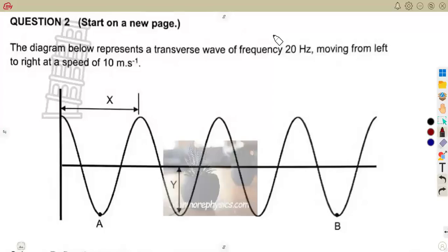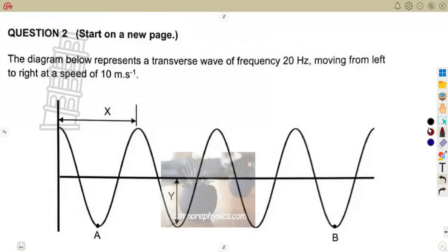So if we are to consider this typical question, which is question number two that we are given, still working on our waves, sound and light. We are given the diagram below, which represents a transverse wave of frequency 20 hertz moving from left to right. So it is moving from the left going to the right.